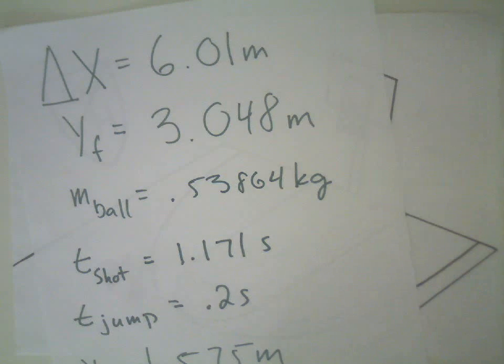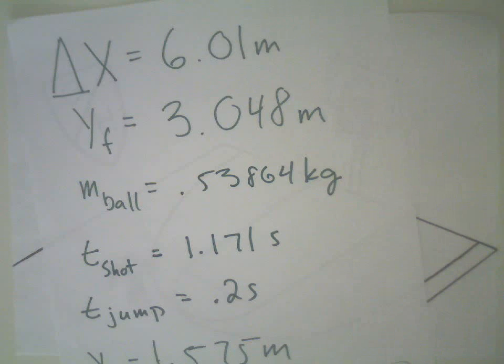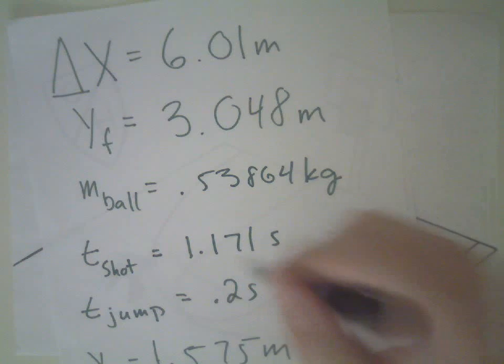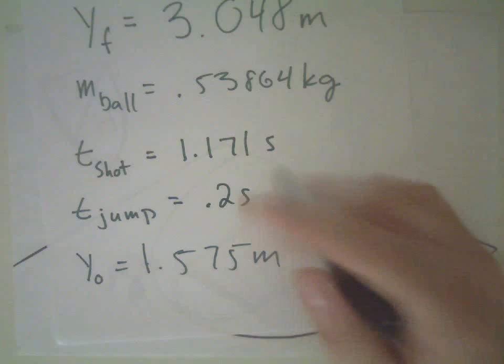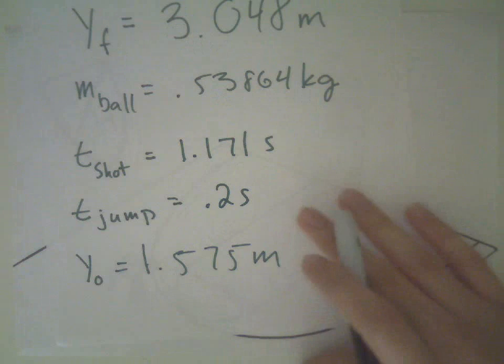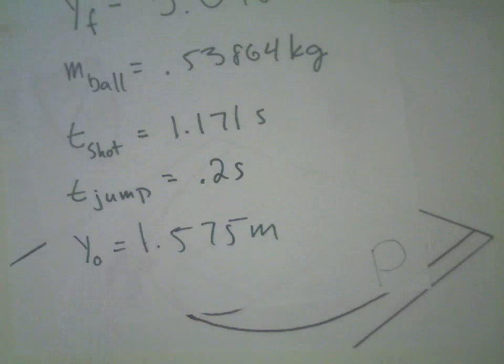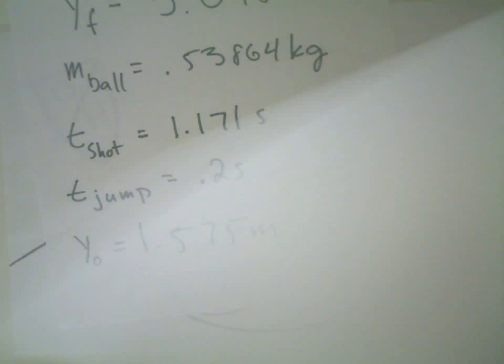We need to find out the initial jump of the shooter and how long the ball was in the air for. Luckily for this, I analyzed the video, and if you guys want to see it, it's in the link in the description below, and it's, I believe, the third shot attempted, and it's the first shot made. So I used that specific shot to find that the time the ball was in the air was 1.171 seconds, and the height that she shot from was about 1.575 meters. So, anyways, let's get right into the calculations.